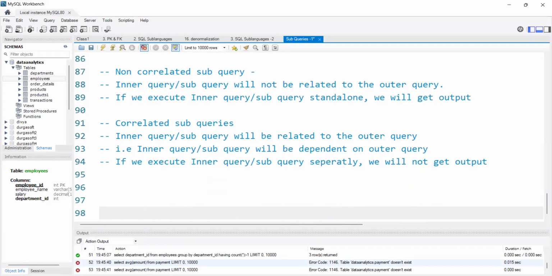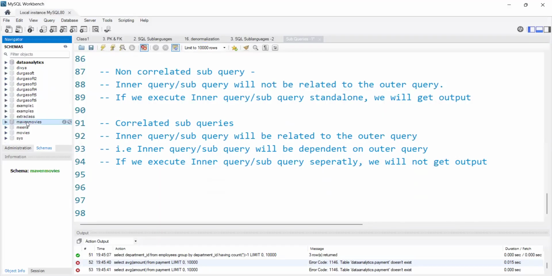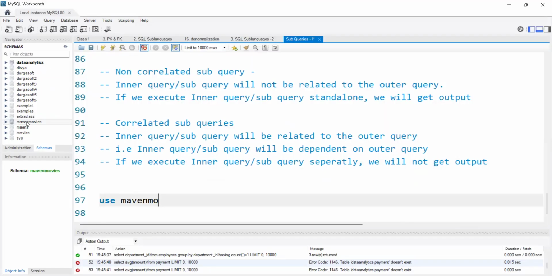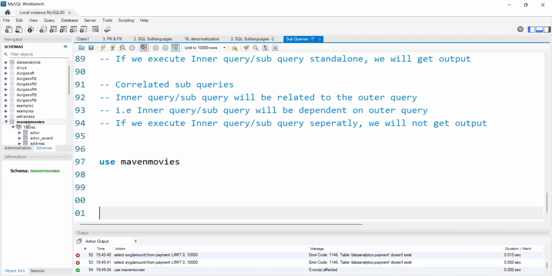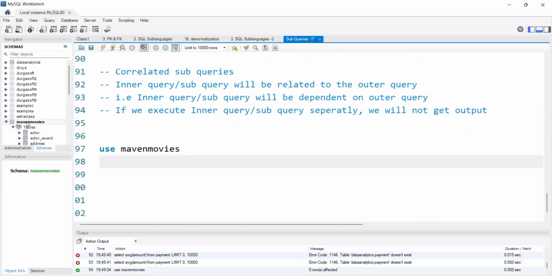Now let's see how we will solve that. First let's solve an example here. Maybe I will use Maven movies. As I said in yesterday's class, subqueries have a major drawback. We will face a lot of performance issues whenever we use a subquery. That is the reason no companies prefer to use subqueries.